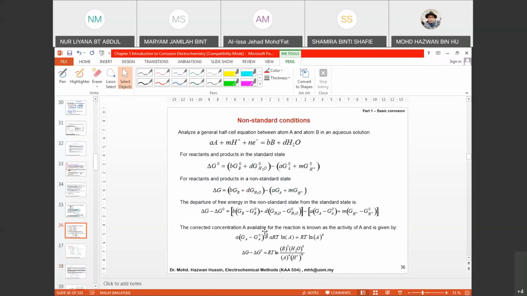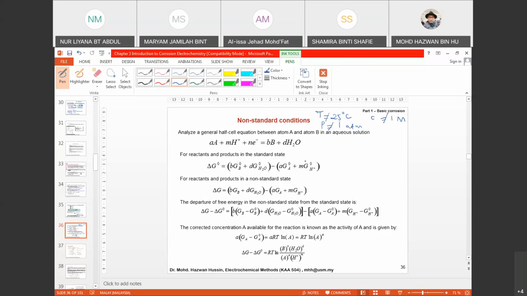Right. The consideration of non-standard condition can be seen as follows. Of course, this has been discussed earlier. Non-standard condition is when you have a temperature which is not equal to 25 degrees C, pressure which is not equal to 1 atm, or concentration which is not equal to 1 molar. All these are considerations for non-standard.